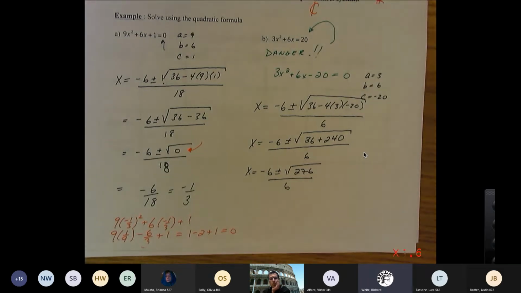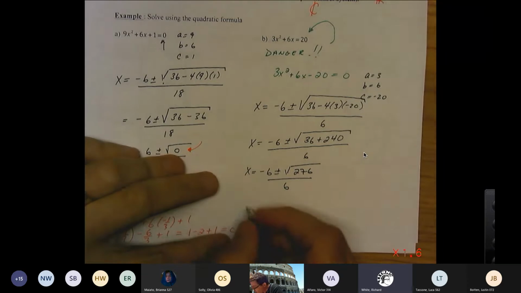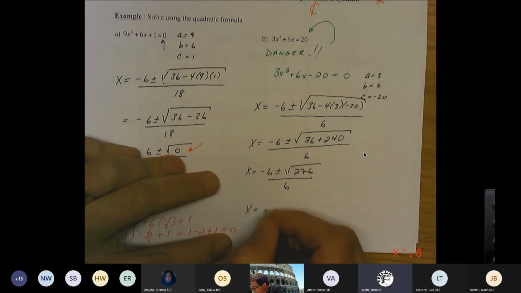Huh. Well, that's an answer. That's most definitely an answer. That's what we call an exact answer. It may not be in lowest terms yet. I don't know. But I know it's an exact answer. And there are, in fact, two answers here.